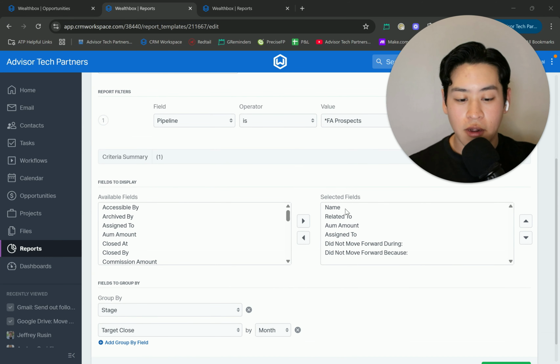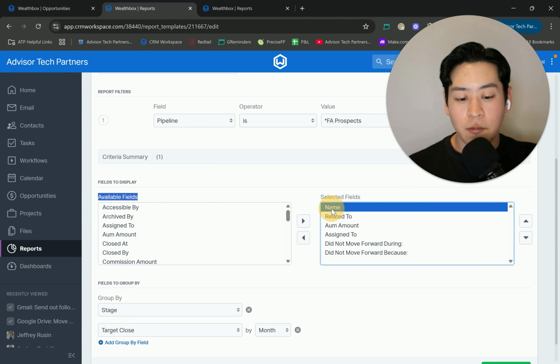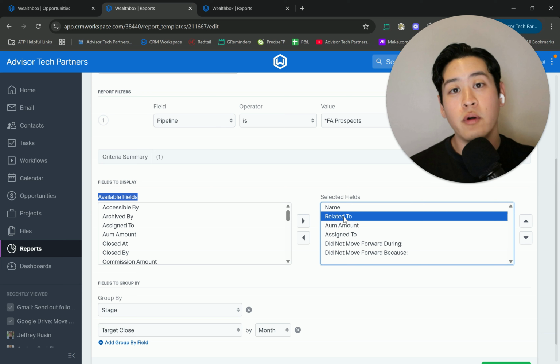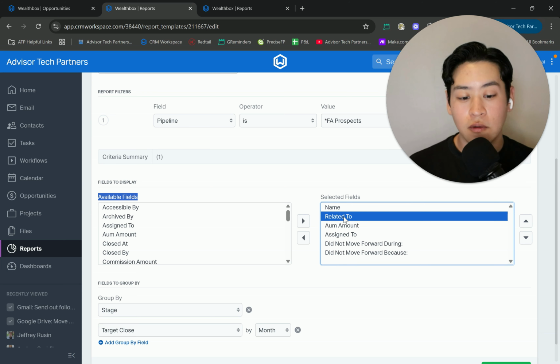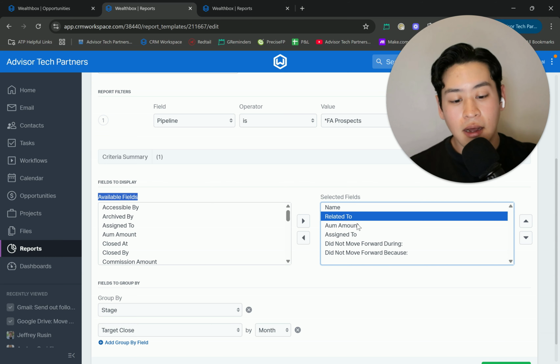And then the other things that we're going to be wanting to do is actually pulling over some of these available fields, or these fields to display. So this is the example that we utilize. We utilize the name. The related to field is going to be the actual prospect that you tag to the individual opportunities, like the contact.